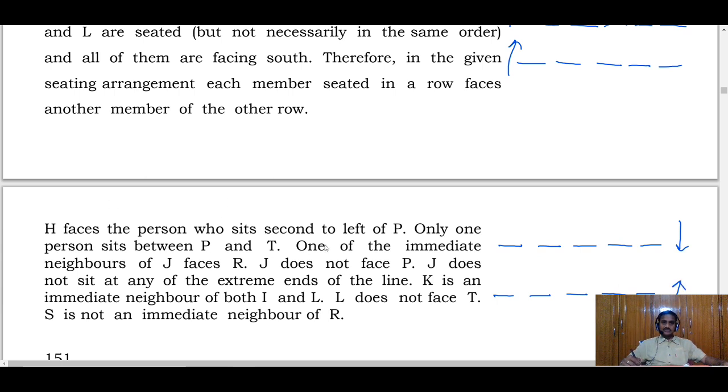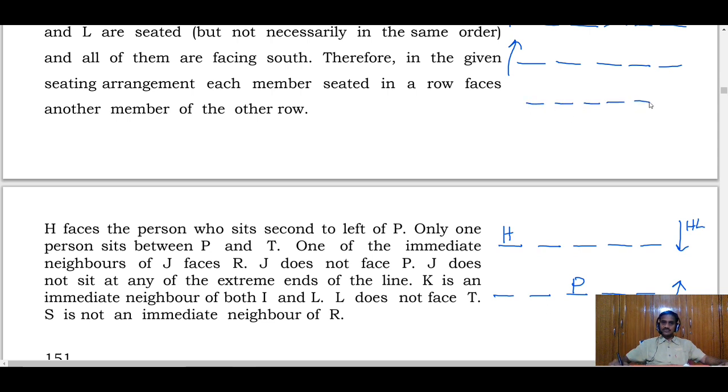And H faces the person who sits second to the left of P. Now tell me who sits in the other row: H, I, J, K, L are the five persons here. P can't be in the first two places. If P is here, H is here. Second to the left of P, opposite, is H. How many possibilities do we have? Three possibilities. Now P is here, second to the left of P, H is here. That is one possibility. What is the second possibility we have?